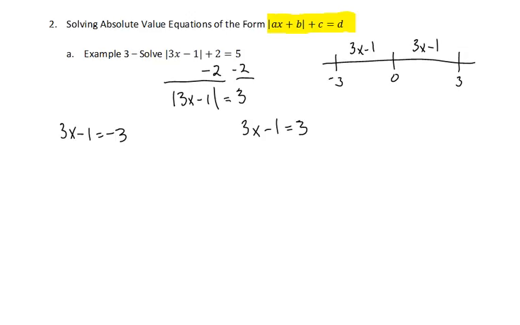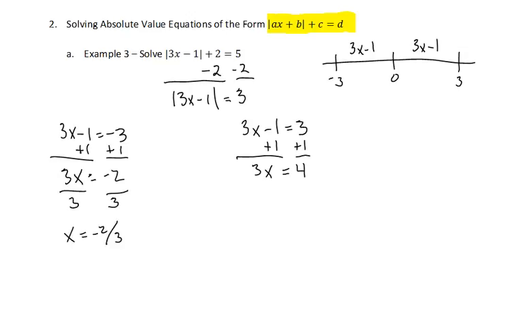We'll go about solving these exactly the way we did in the first two problems, and that is to isolate the x by adding 1 to both sides in each equation. On the left-hand side, we get 3x is equal to negative 2, dividing both sides by 3, we end up with x is equal to negative 2/3. On the right side, dividing both sides by 3, we end up with x is equal to 4/3.